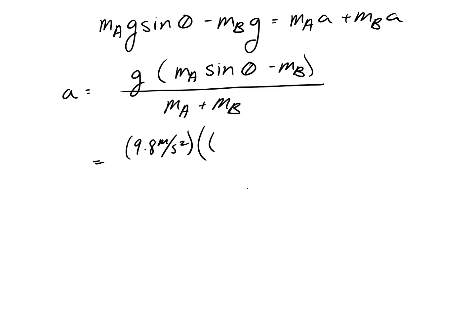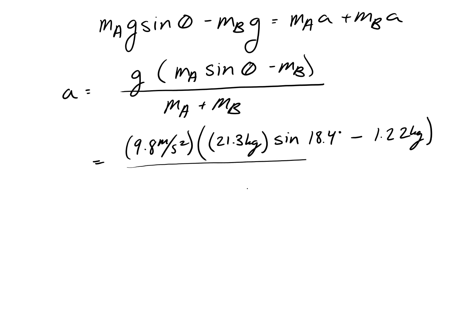My value for A is 21.3 kilograms. Sine, my angle here is 18.4 degrees. Minus mass of B. Again, there's a typo on this version of the slide, so forgive me for that. It should be correct in the blank version that you have. Minus 1.22 kilograms, divided by the two masses added together.